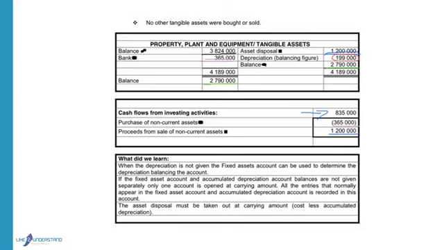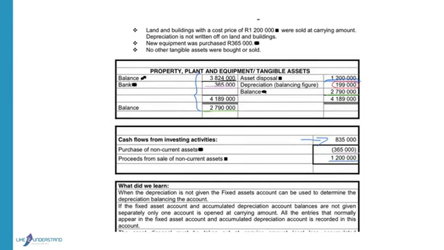So what did we learn today? When the depreciation is not given, you can calculate it in your fixed assets account. If the fixed assets account and accumulated depreciation is not given separately, you will open one account and you will record everything in this one account at carrying amount. All the entries that you would normally record on the debit side, you will still record on the debit side, and all the entries that you normally record on the credit side will still be recorded on the credit side.